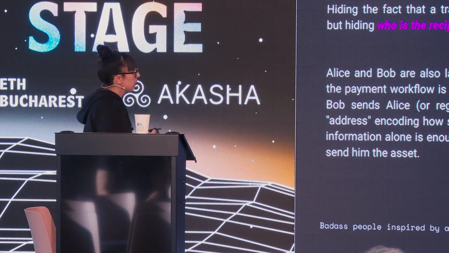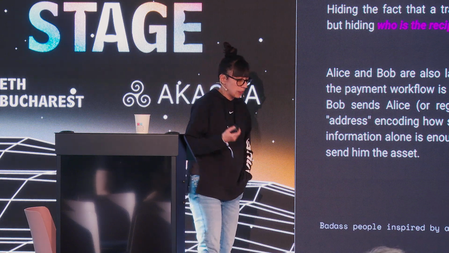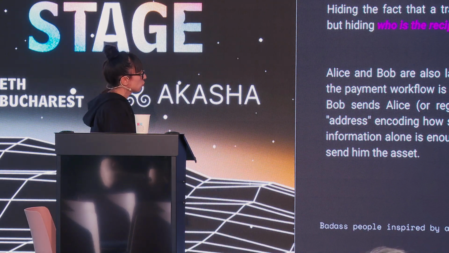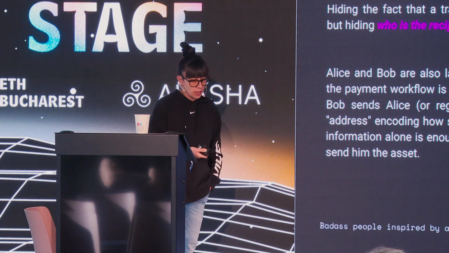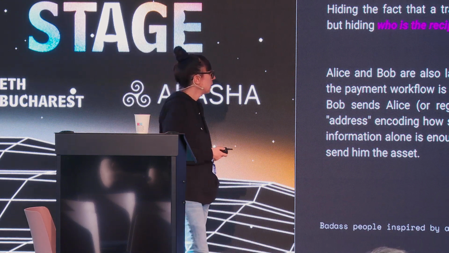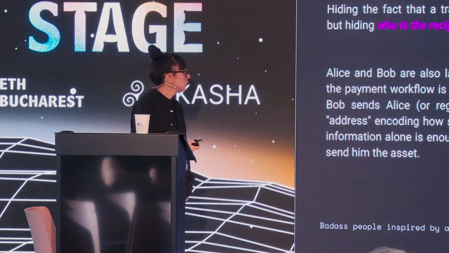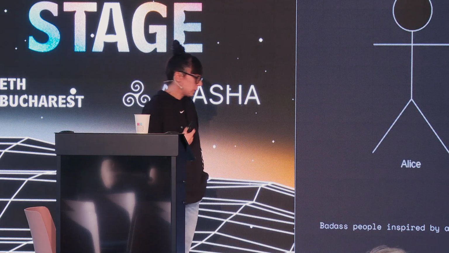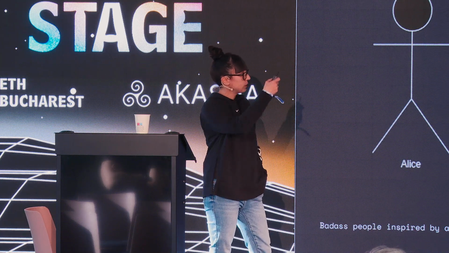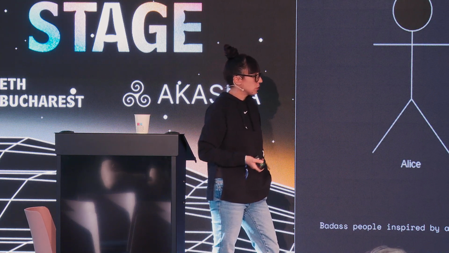Today, we will talk about stealth addresses, and we want to hide the recipient address. So we want to add private transactions to the public blockchain, such as Ethereum. How can we do this? Well, we want to have this structure. We want to have the workflow that we have today.